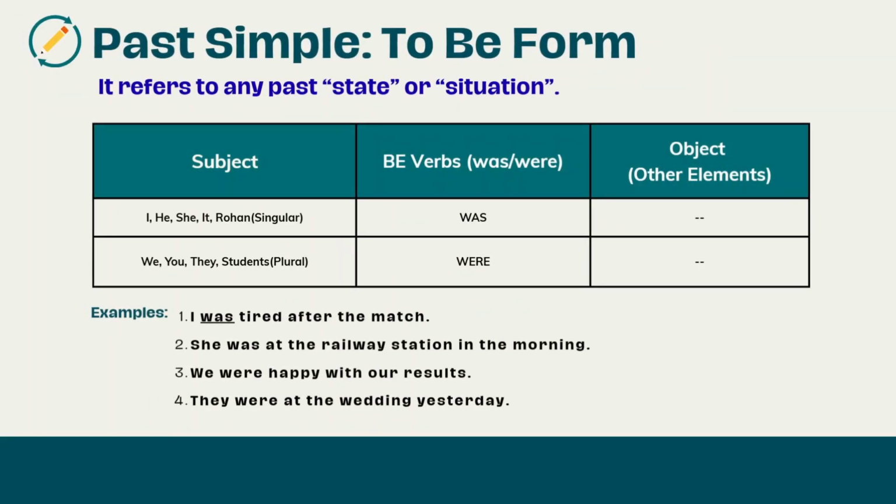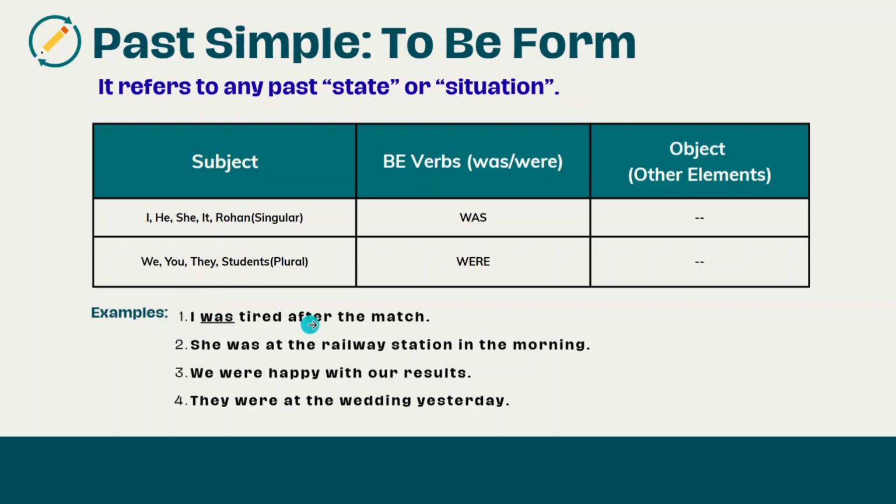The past simple has one more structure with the be verb, okay, to refer to any state or situation, right? If it is singular, put was. If it is plural, put were. So with I, he, she, it, the past form should be was, we, you, they, it should be were, right? Or any other plural like students.